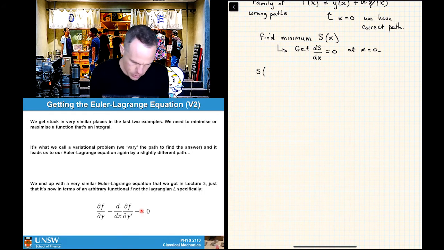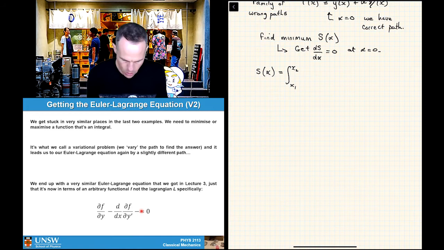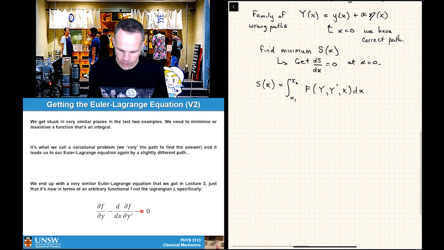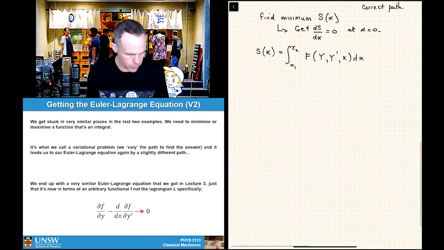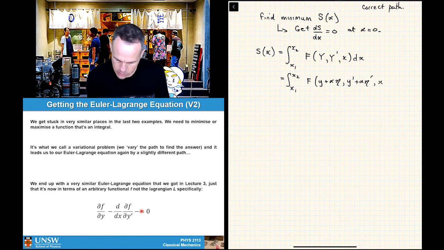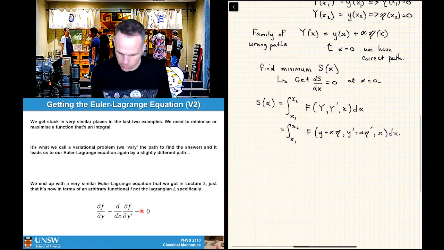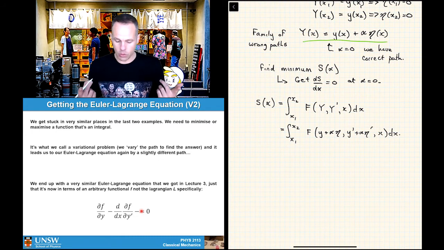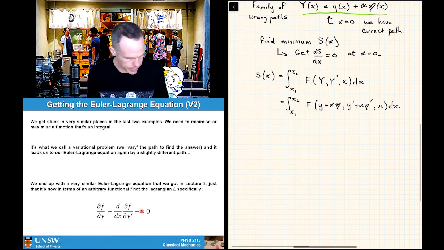So we can now take our integral above and just recast it slightly. This is now going to be S as a function of alpha, the integral from x1 to x2 of F of big Y, big Y dash, x dx. Okay, and now what we're doing is allowing our family of wrong paths in here and searching through for our ideal case. We can write this as the integral from x1 to x2 of big F of y plus alpha eta, y dash plus alpha eta dash, x dx. We know that because up here we've got big Y is equal to little y plus alpha eta. Okay, and that's all we've really done in there.